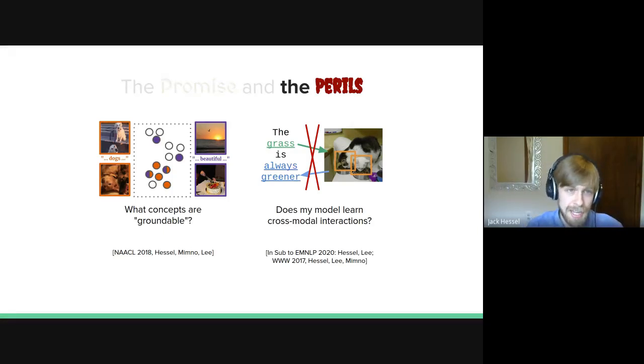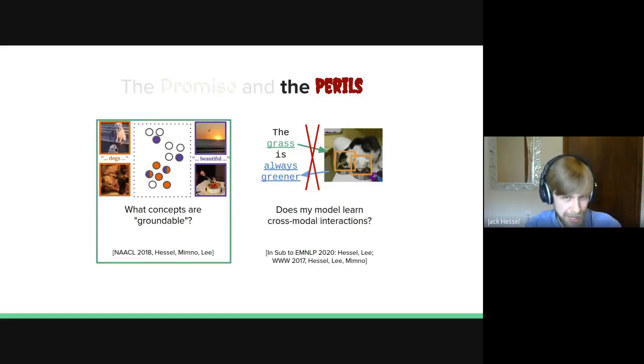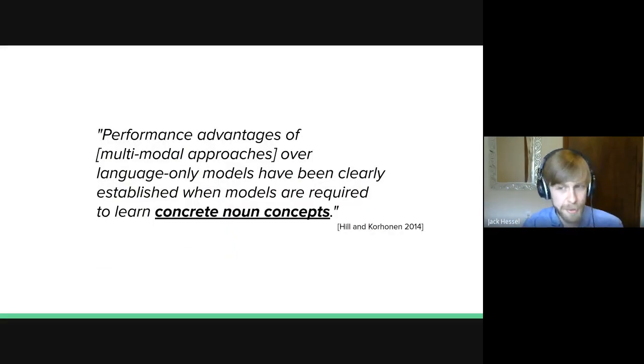The first of these projects aims to put a number to this intuition that we have that images and text may literally overlap to different extents in different contexts. Here's a motivating quote from Helen Kohornen. This is a quote from 2014, and a lot of work has gone on since then, obviously. And while I think this isn't as true today as it was then, I think there is still something quite compelling about it. In particular, Helen Kohornen in 2014 argued that performance advantages of multimodal models over language-only ones have only been clearly established when models are required to learn concrete noun concepts.